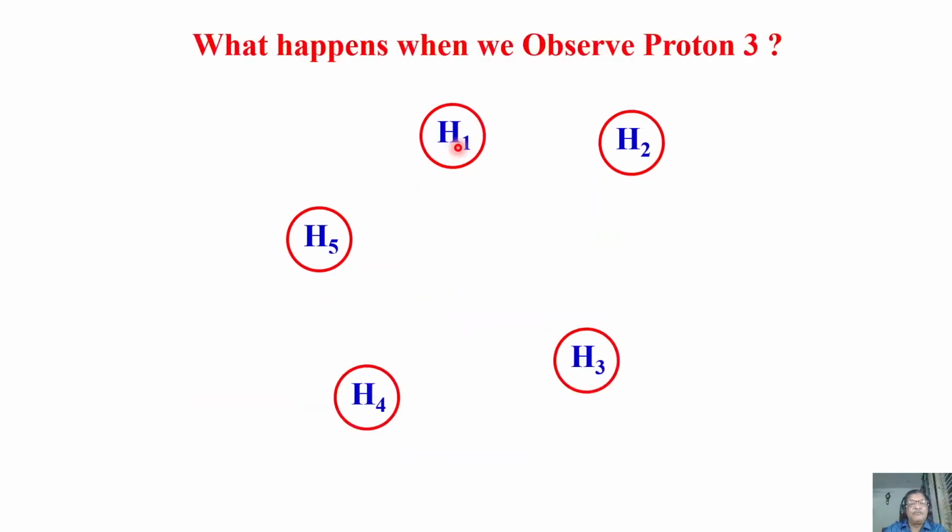Okay. Now, I'll ask a question. Now, I am going to observe proton 3. When I am observing proton 3, which is the active spin? Active spin is proton 3. What are the passive spins? 2, 1, 4 and 5. These are all passive spins. And this is my active spin.